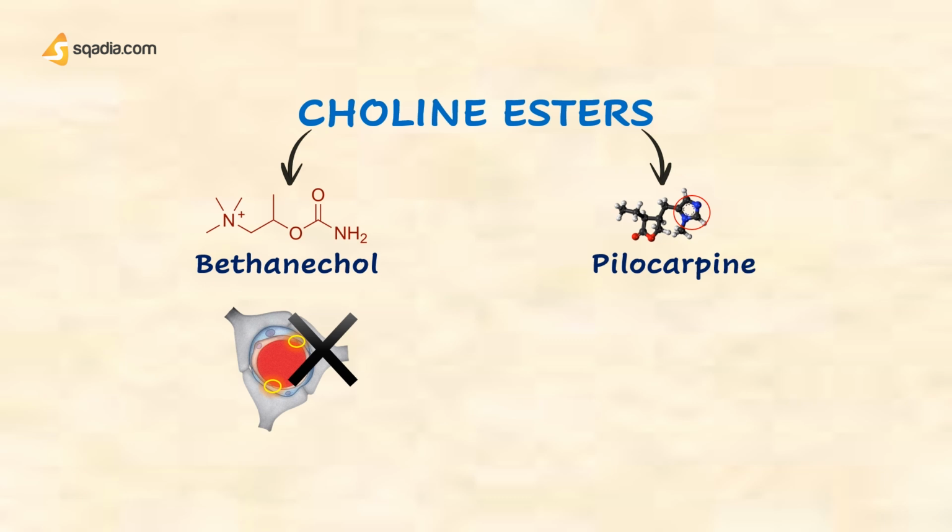Pilocarpine possesses a tertiary nitrogen atom, which confers increased lipid solubility. This enables the drug to penetrate the cornea readily when applied locally and enter the brain when given systemically.